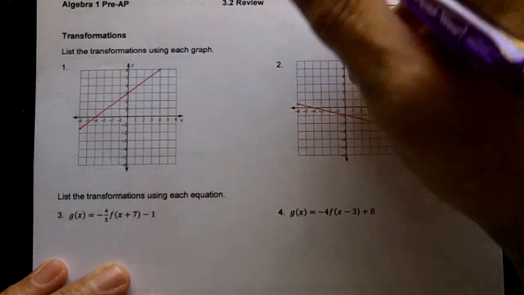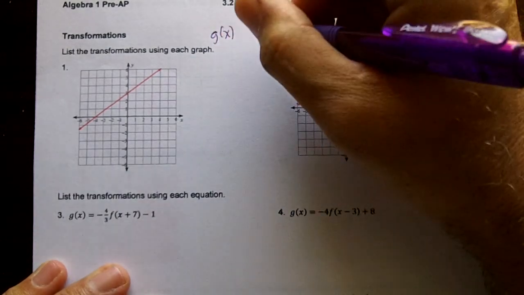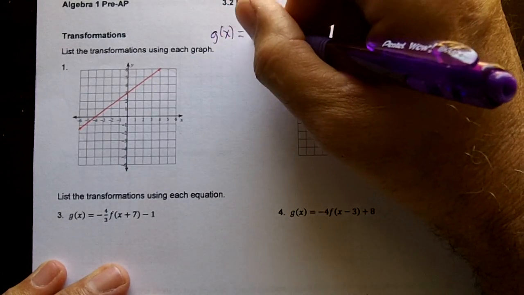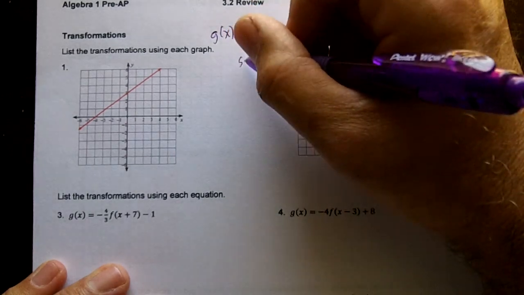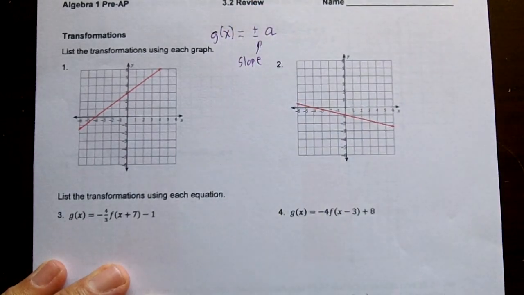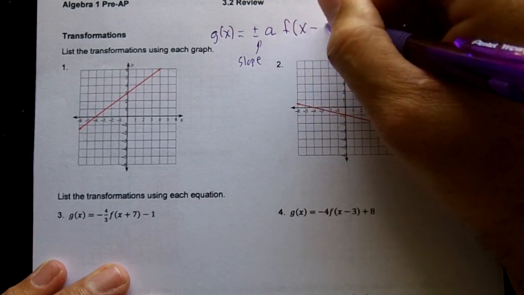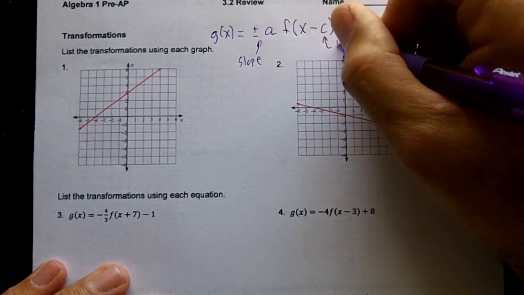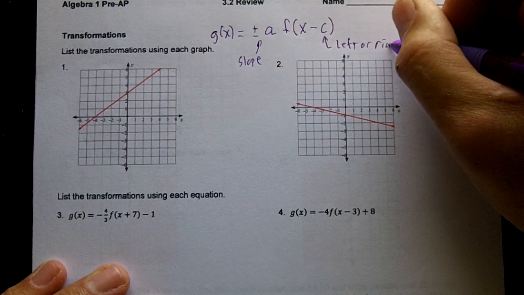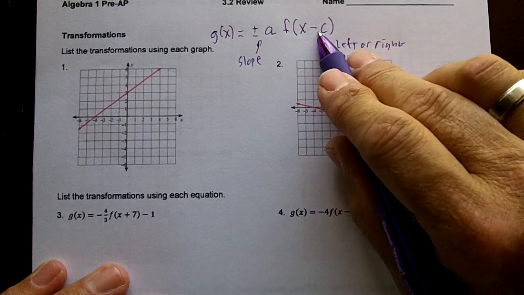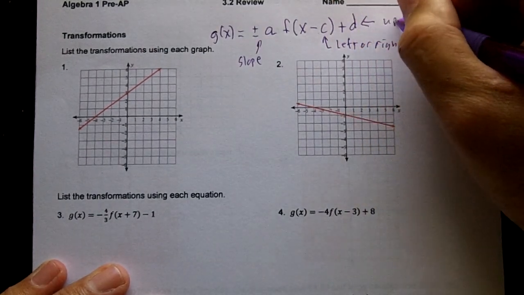Okay, so on this one right here, you need to remember that g of x is going to be our new line. It's going to equal a positive or negative a. This is our slope. And then it's going to have an f of x minus c. C is going to move it left or right. And remember it's minus, so it's going to be opposite. And then plus d, and the d moves it up or down.